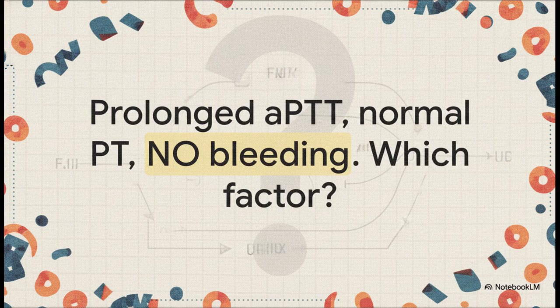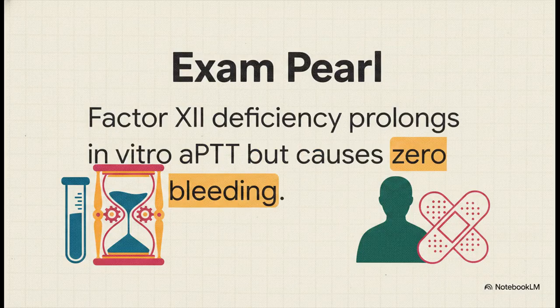All right, let's look at a pretty fascinating clinical scenario where the lab values look completely alarming, but the patient is actually perfectly fine. A 24-year-old woman has a significantly prolonged APTT, a normal PT, and absolutely zero history of bleeding. Deficiencies in which factor would explain this? A, factor VII, B, factor VIII, C, factor XII, or D, factor X? Answer C is correct. So a prolonged APTT with a normal PT points straight to the intrinsic pathway.